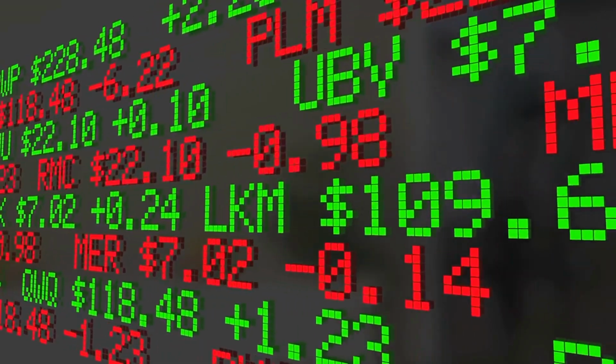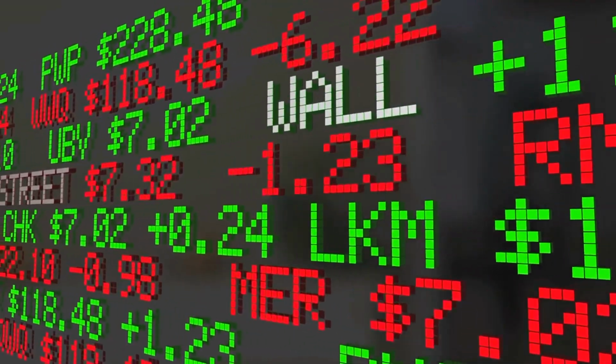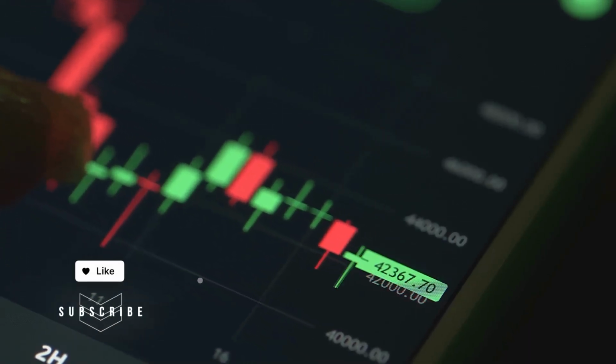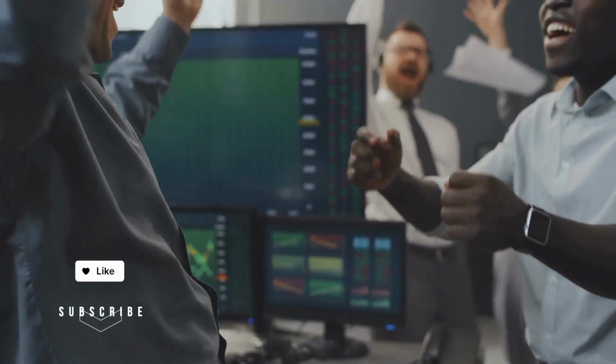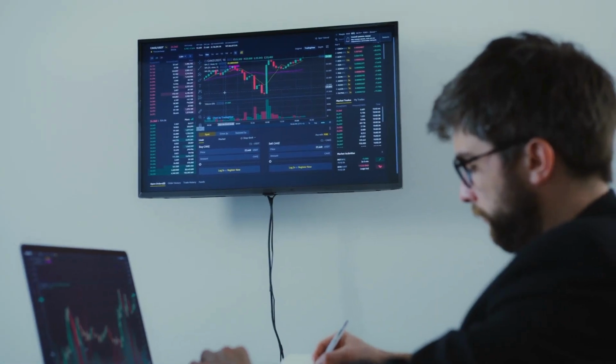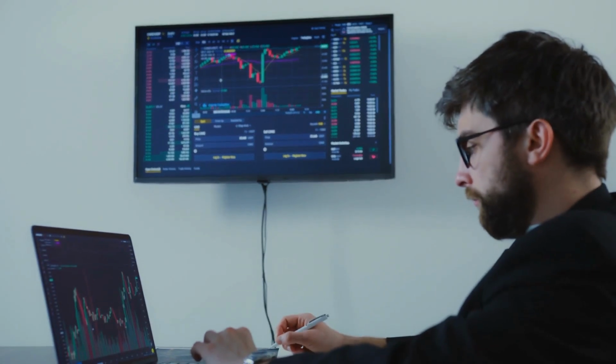It reminds us that even though markets can seem chaotic, there are underlying patterns that we can learn to recognize and even use to our advantage. And that's what makes this journey so exciting. The more we learn, the better equipped we are to navigate the market's ever-changing landscape.